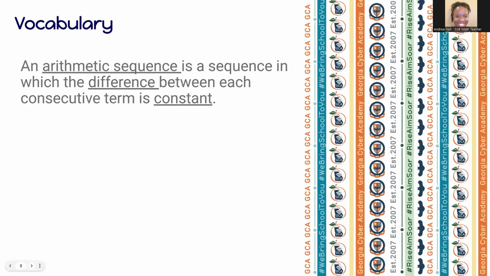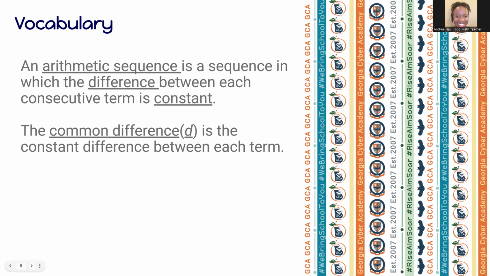First off, an arithmetic sequence is a sequence in which the difference, meaning subtraction, between each consecutive term is constant. When we say consecutive, we mean one after the other. 1, 2, 3, 4, 5, those are consecutive numbers because they're going in order. The common difference, D, is the constant difference between each term.